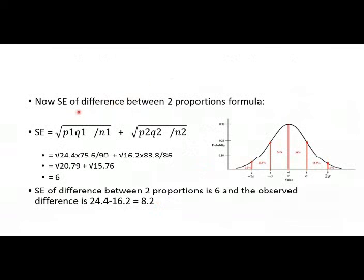Now the standard error of difference between two proportions formula is, this is the standard error of proportion. We have calculated the standard error for one sample in the previous slides, that is the square root of P multiplied by Q divided by the sample size.